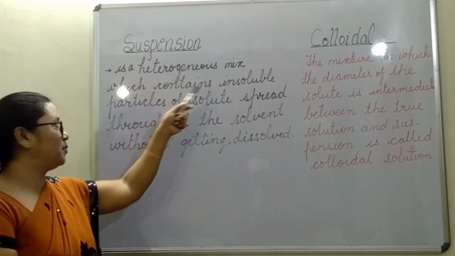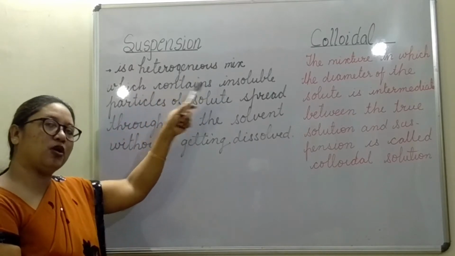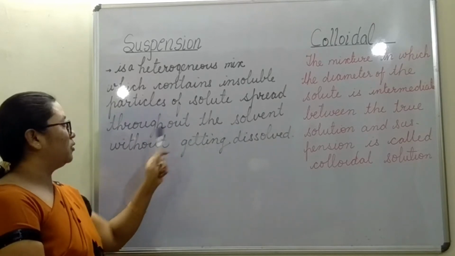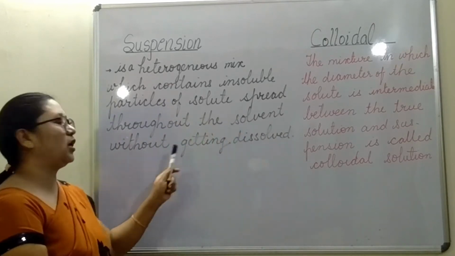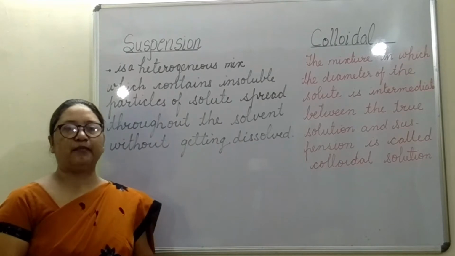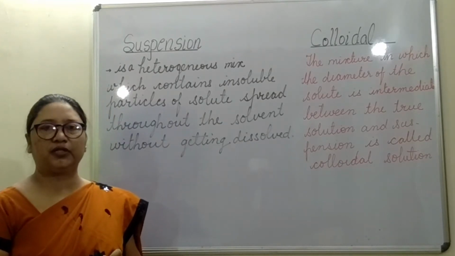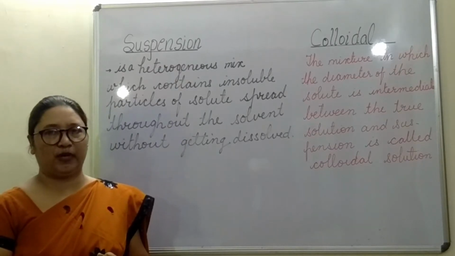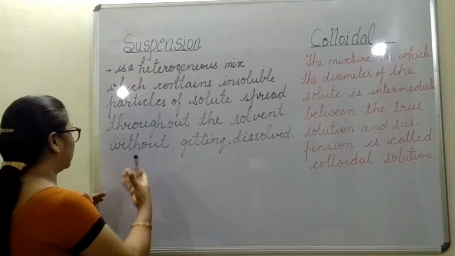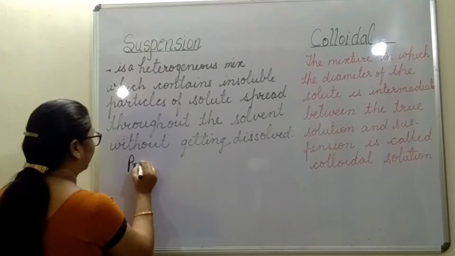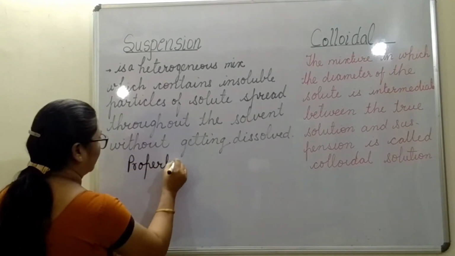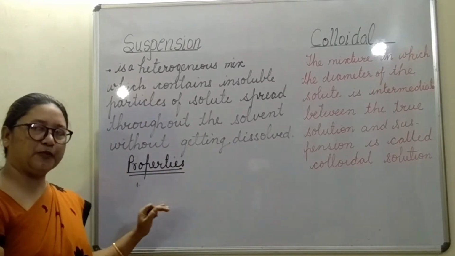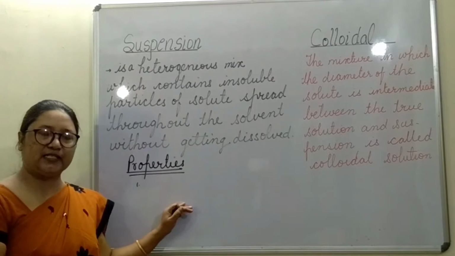Suspension is a heterogeneous mixture which contains small insoluble particles of solute spread throughout the solvent without getting dissolved. Some examples are chalk and water solution, mud and water solution, smoke coming out of chimneys or automobiles. Let's quickly see what the properties of suspension are. First, suspension is heterogeneous in nature.